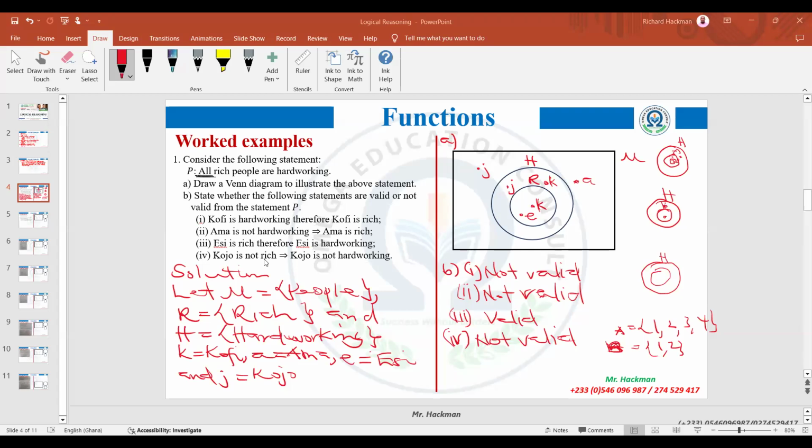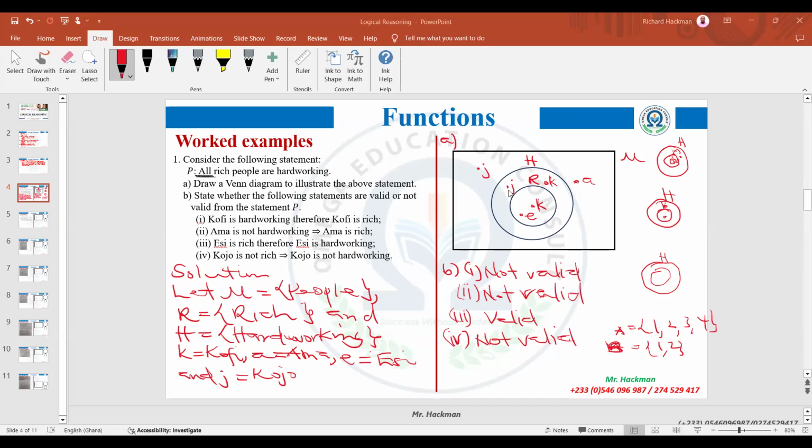So Kojo is not rich, the first statement, meaning Kojo is supposed to be outside R. Is that clear? So outside R, one is this, one is this. So dot J, all correct. We are going to use the second statement to do our argument. If you're able to counter, it means Kojo must be outside. The second statement means Kojo must be outside what? H. But if you are able to get a Kojo who is inside H, then you see that what you have here will not be valid.